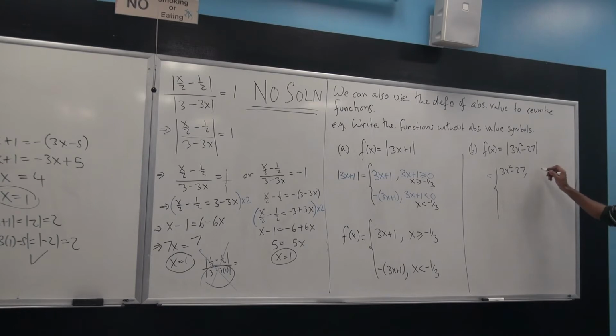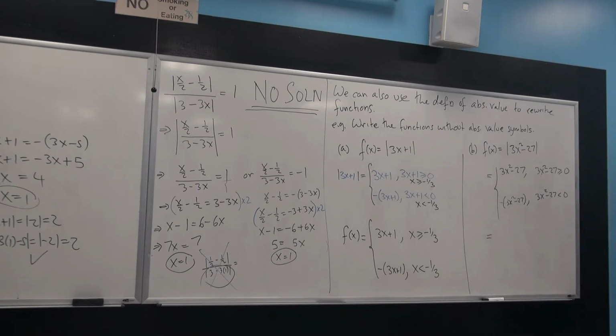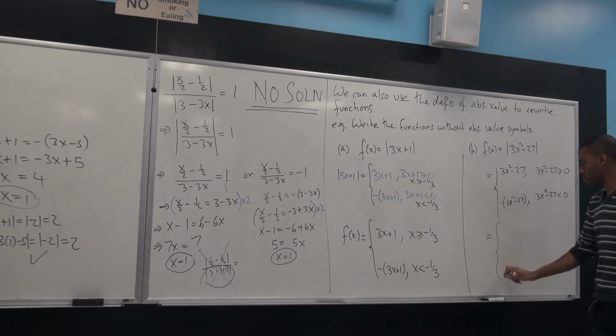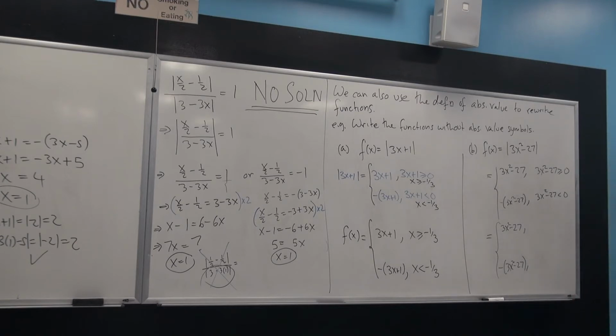You need 3x squared minus 27 to be greater than or equal to 0, the whole thing. Or it's the negative, if 3x squared minus 27 is less than 0. I can't really get around this without actually talking about inequalities, so I'll probably just give you the answer.